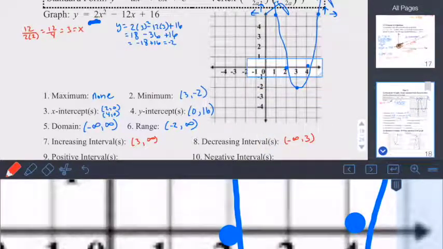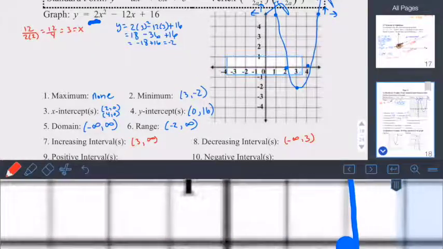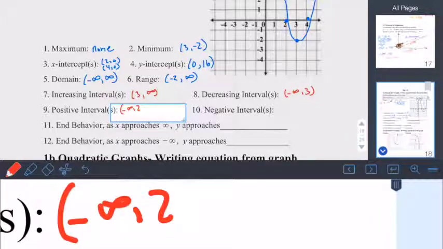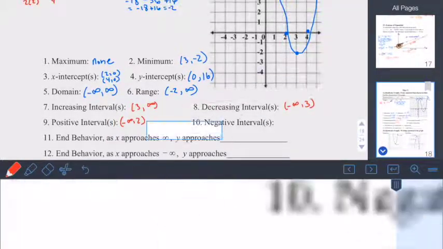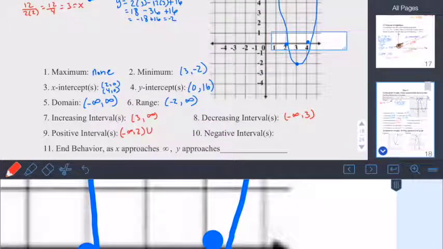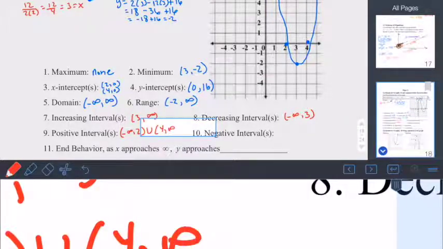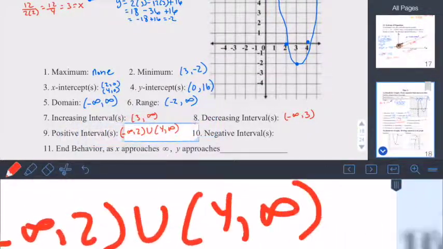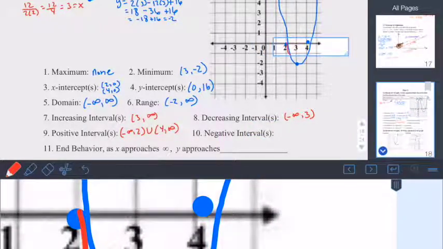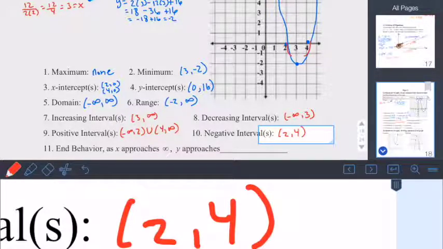It's positive. You can see there's two pieces of positive above this axis from negative infinity till 2. Remember, we use that union symbol for or because it's also positive from 4 for the rest of the function. So from 4 to infinity. Remember, on the x-axis, and it's negative in between there, this little piece. So it's negative from 2 till 4.